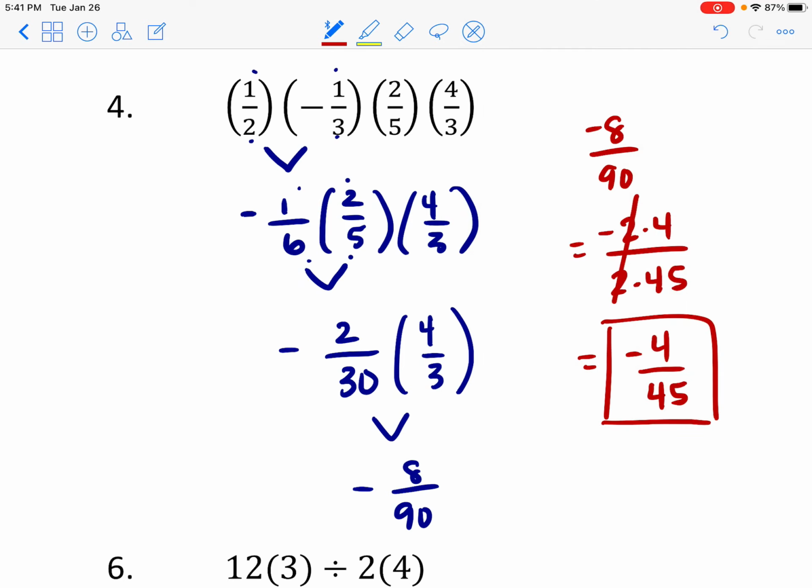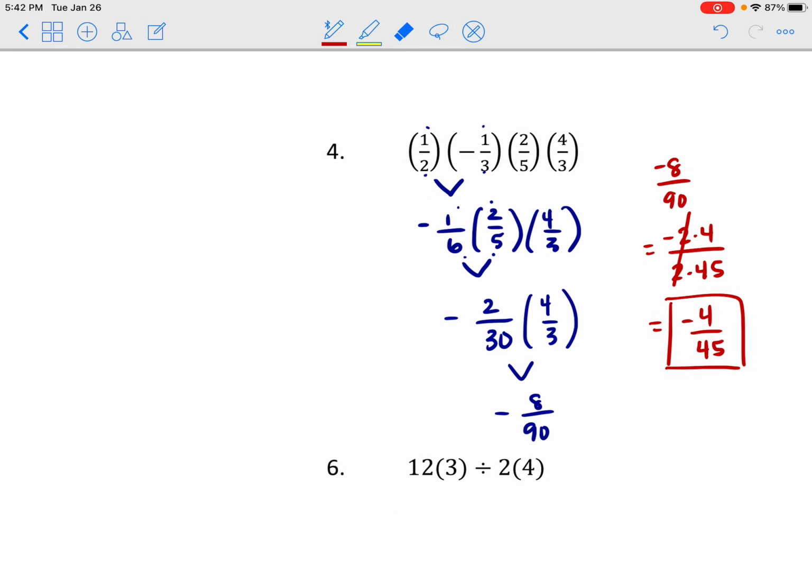Okay? So if you wanted to put a negative and then 4/45 like this, or 4 and then you wanted to put the negative with the 45, all of these three fractions are equivalent. So it's okay to move that negative around. We just don't want to put multiple negatives in there to cancel them out.